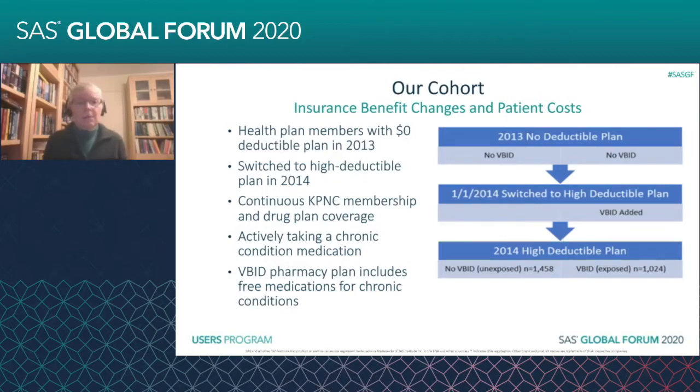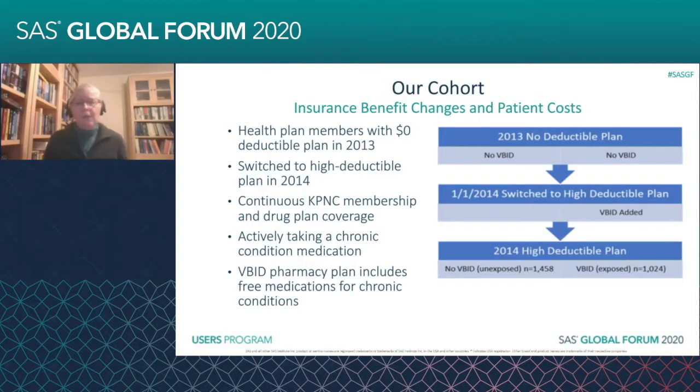So the cohort we're going to be talking about today was a cohort of patients in our health plan who had a zero deductible health plan in 2013. In 2014, their employer switched them to a high deductible plan. They didn't have a choice. And all of these members had continuous coverage and continuous drug plan coverage, and were actively taking a medication for a chronic condition like diabetes, hypertension, and high cholesterol. And the VBID pharmacy plan that we also began offering in that year included free medications for chronic conditions like diabetes.